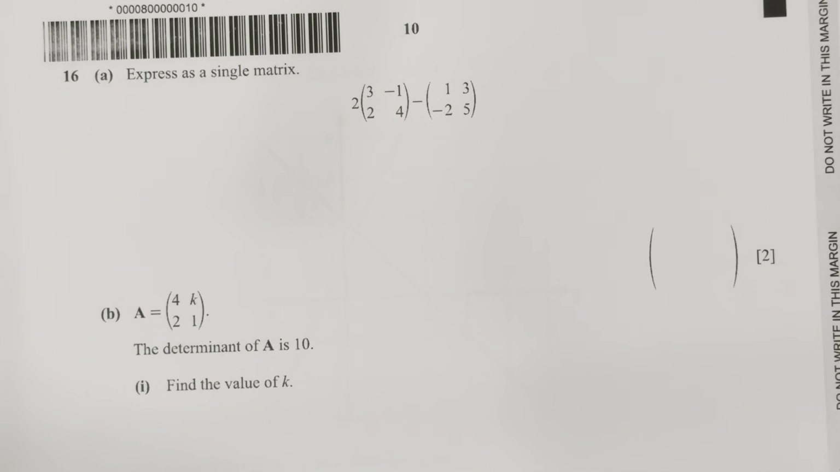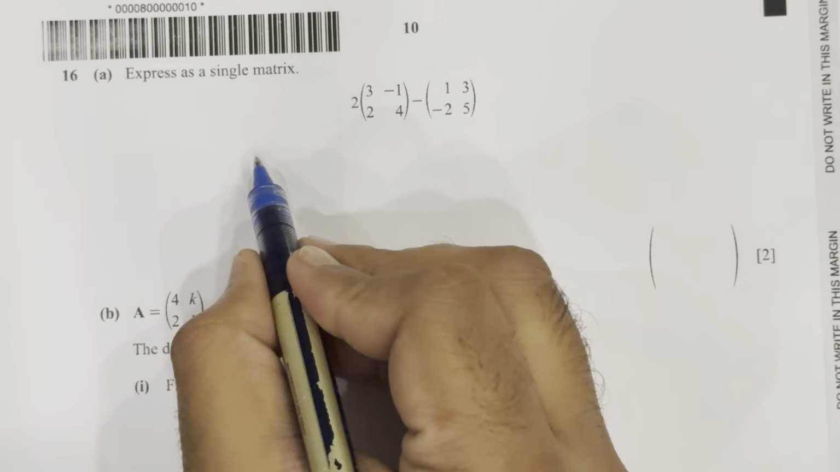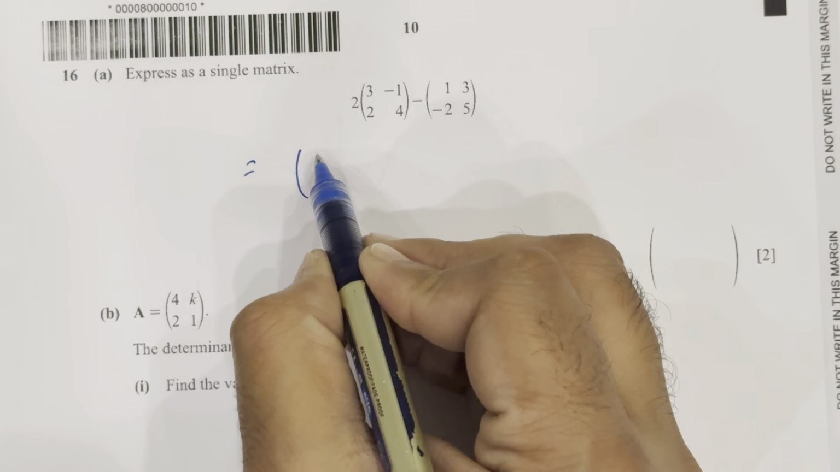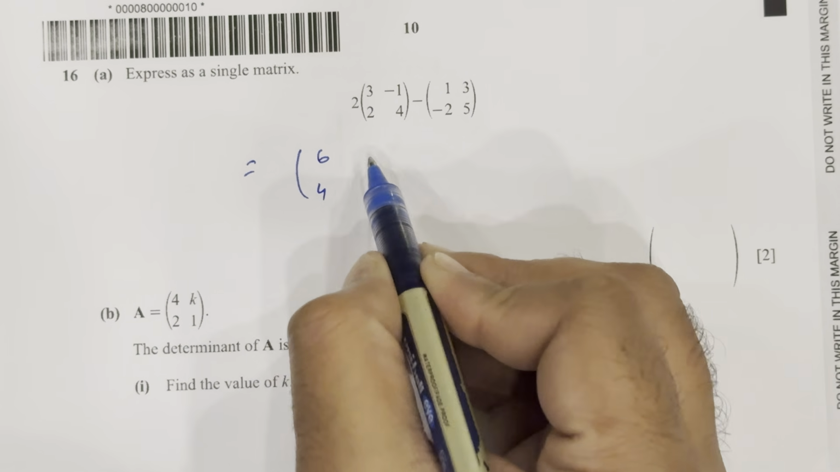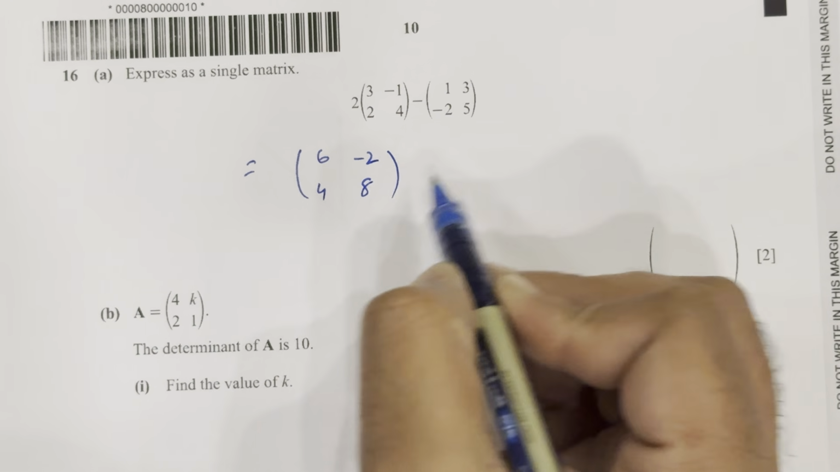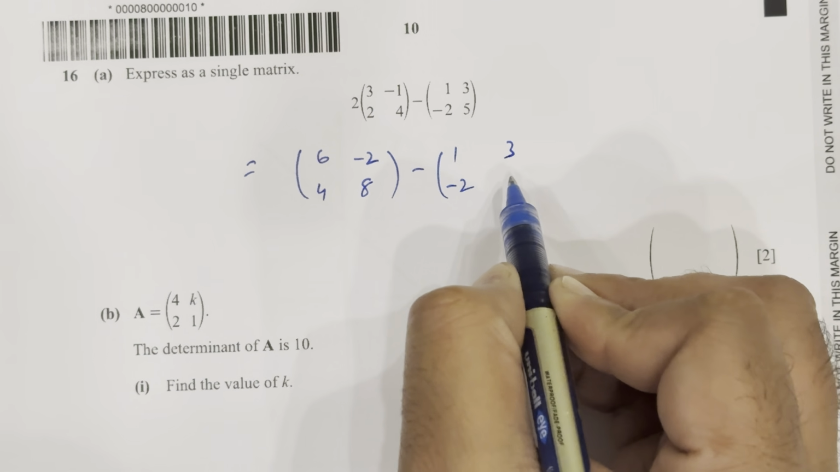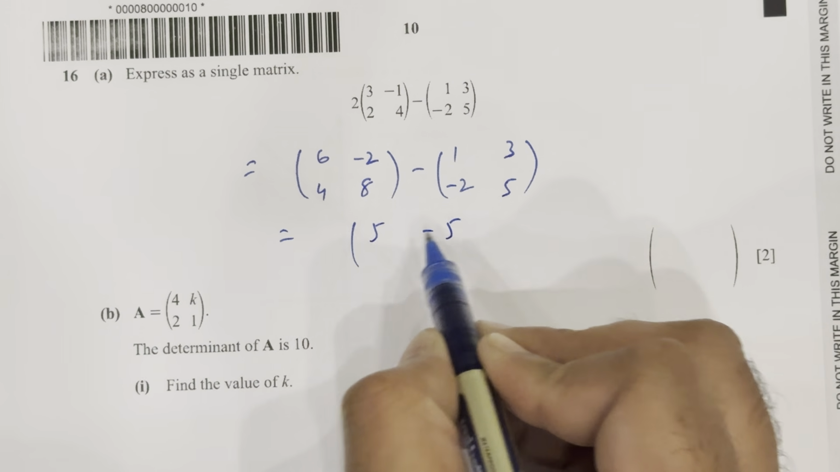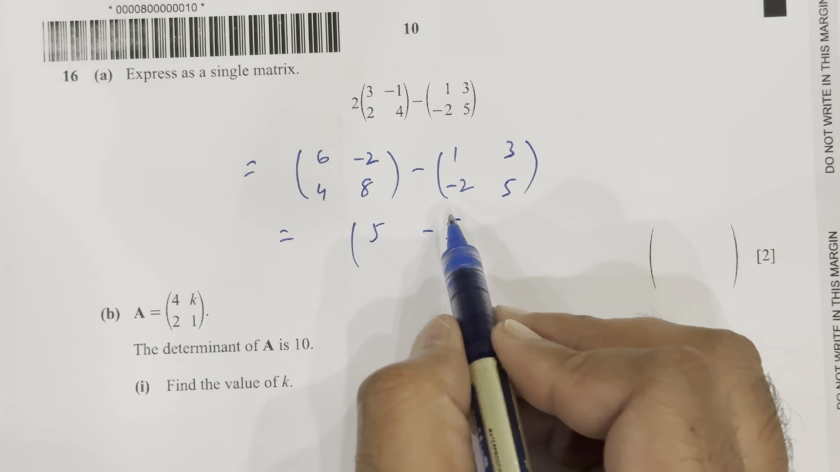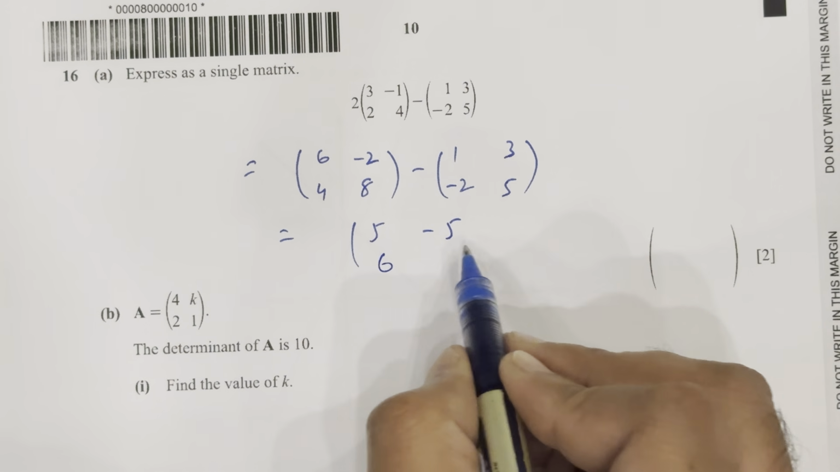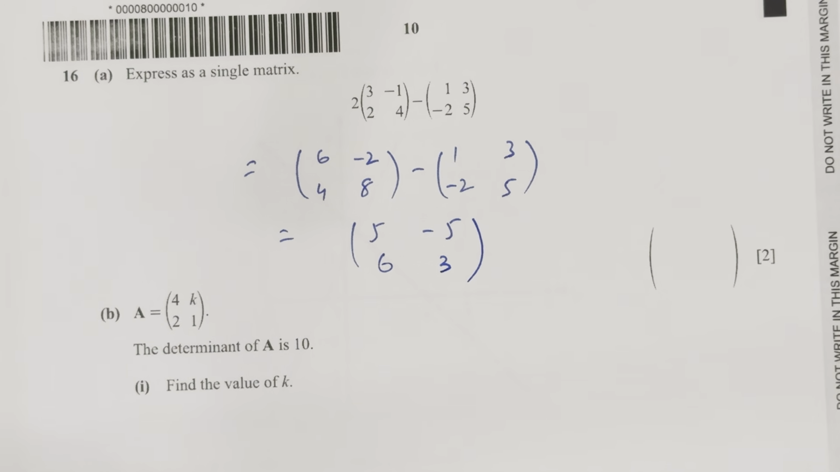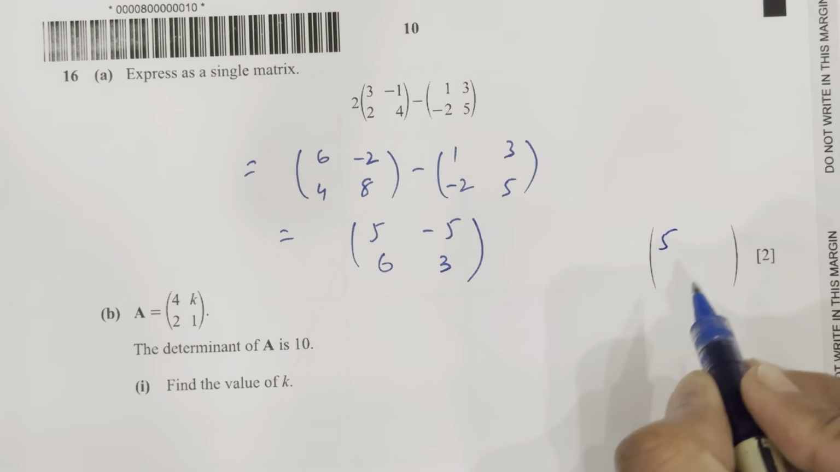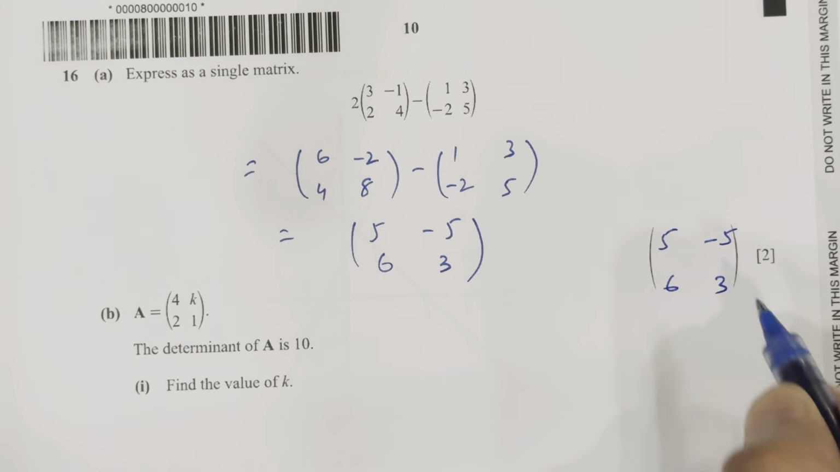Moving to question number 16, that is from the topic of matrices. Expressed as a single matrix, first you need to multiply by 2. It would be 6, 4, minus 2, 8. So 1, minus 2, 3, 5. 6 minus 1 is 5, minus 2 minus 3 is minus 5, 4 plus 2 is 6, then 8 minus 5 is 3. So our answer is 5, 6, minus 5 and 3. So you can write over here 5, 6, minus 5 and 3.